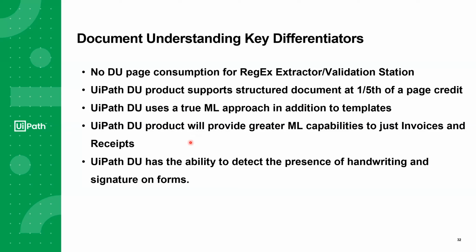We are going to provide greater capability than just invoices and receipts. You may have some other vendors that specialize in invoices or invoices and receipts, but the way we're designing this solution is we'll be able to add more machine learning models in the future. So it expands the scope of document processing across different departments. And we've got the handwriting and signature on forms capability as well.